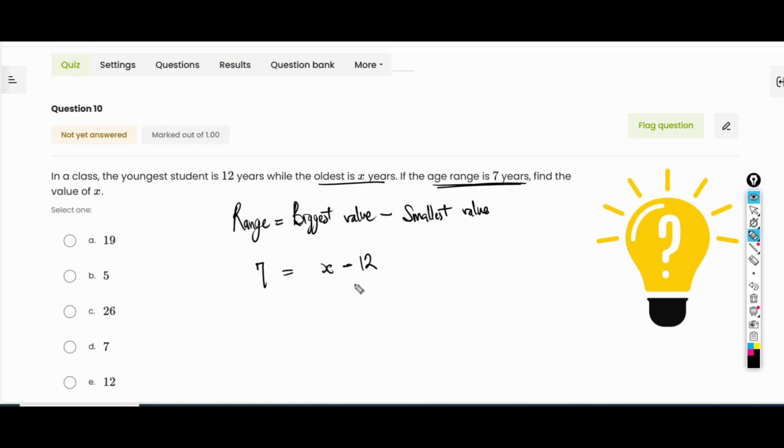So it's simple enough to solve this. I would just add 12 to both sides. So 7 plus 12 is equal to x, or move 12 over, right? So x would be equal to 19. So the highest age is 19.